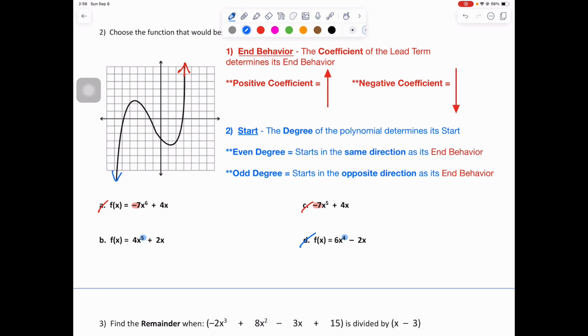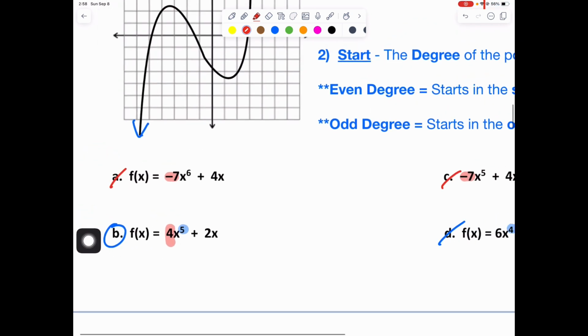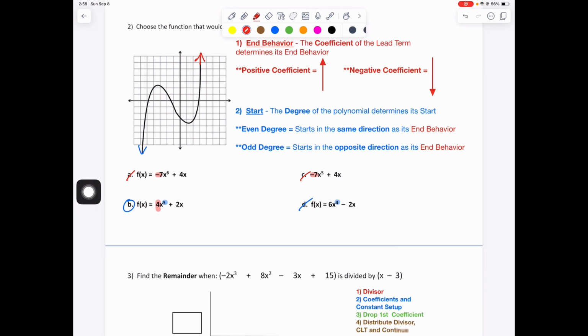So let's circle B as our answer, because it has exactly what we're looking for. It has that positive 4 determining our end behavior pointing up, and it has an odd degree, meaning it's going to be an opposite. So if it ends up, it needs to start down. B is your best answer choice.